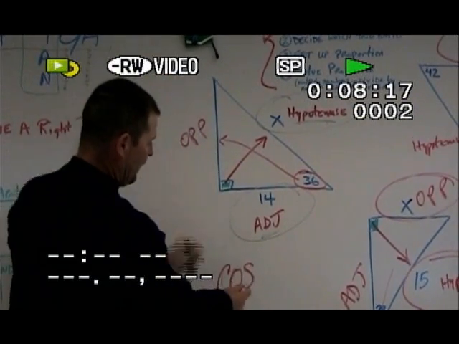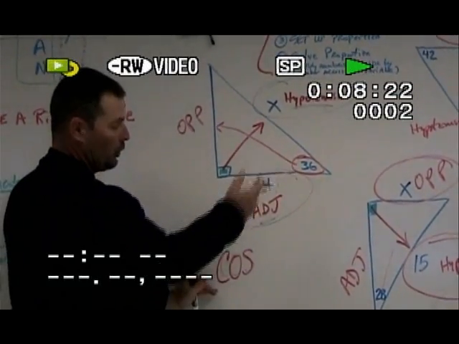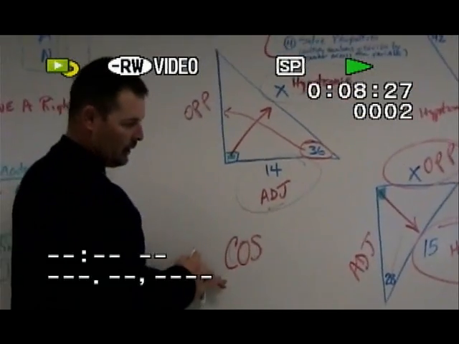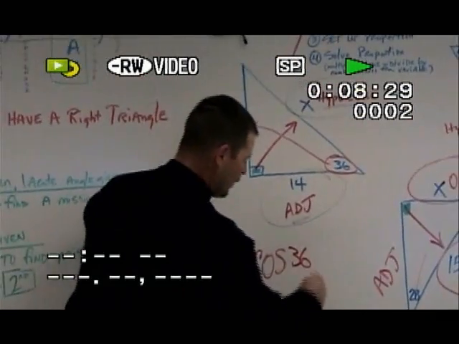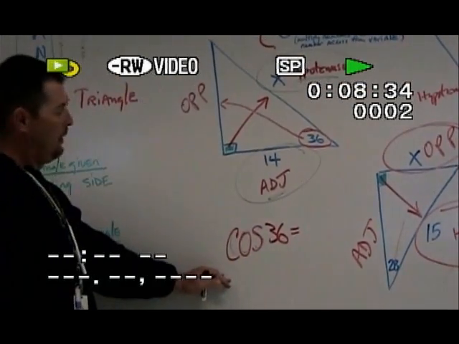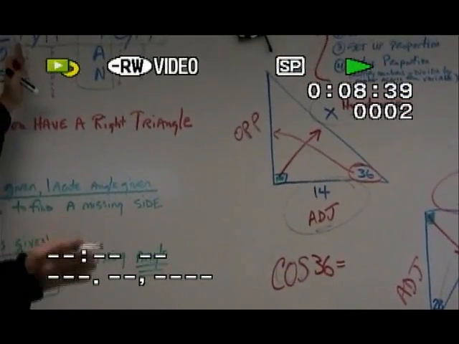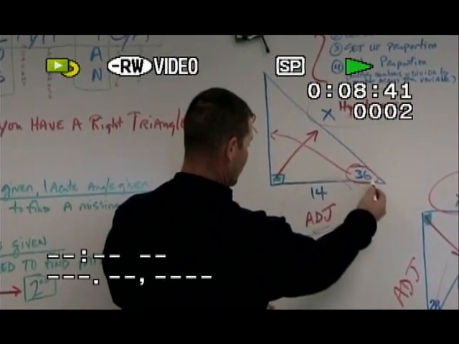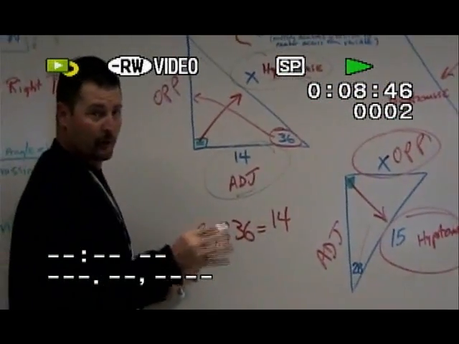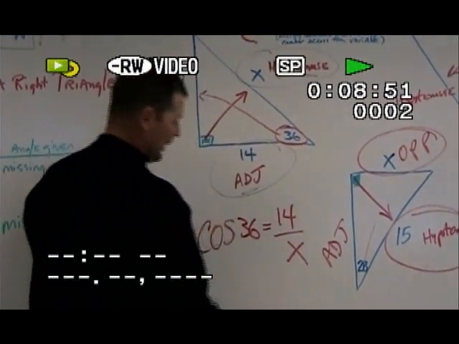I'm using cosine, and I'm using cosine of the acute angle that I worked from on this triangle, which would be, what's the angle in this case? It's 36. So the cosine of 36 degrees is equal to, and then I think back to the ratio, cosine, CAH, A over H. So from cosine, what's the A? So it's 14. Remember, it's a ratio, so you're going to write it like a fraction. And H is x in this case.